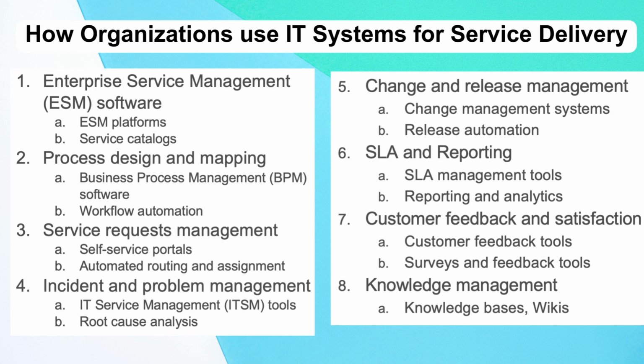Number two is process design and mapping. So, under this, we can find BPM software, business process management, and workflow automation software. A BPM, or business process management software tool, helps organizations design, model, and optimize service delivery processes. So these systems ensure that processes are well defined, efficient, and aligned with the business goals we have. And also, workflow automation systems enable automation of service delivery workflows, ensuring that tasks and approvals and escalations are handled consistently and efficiently.